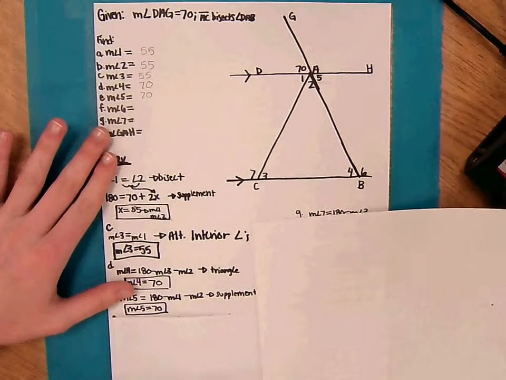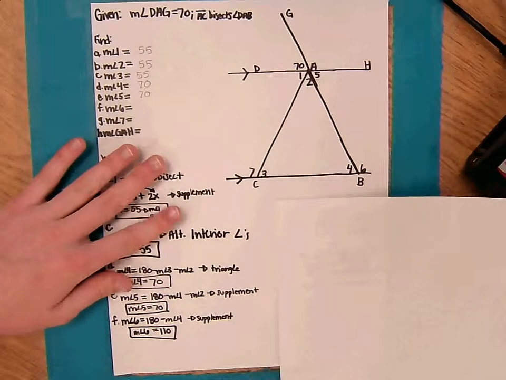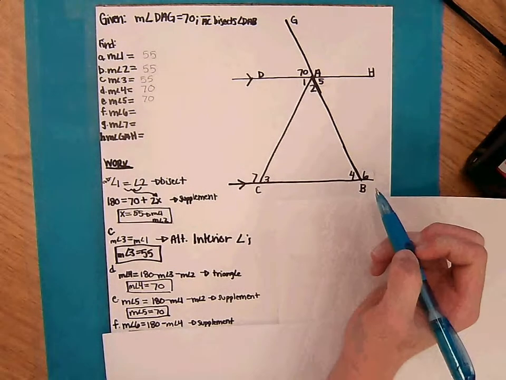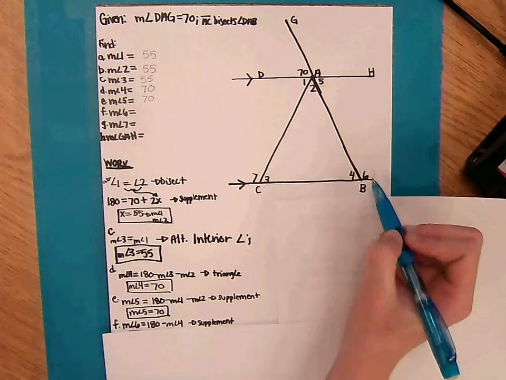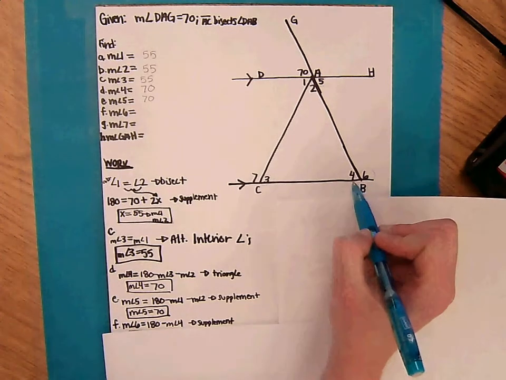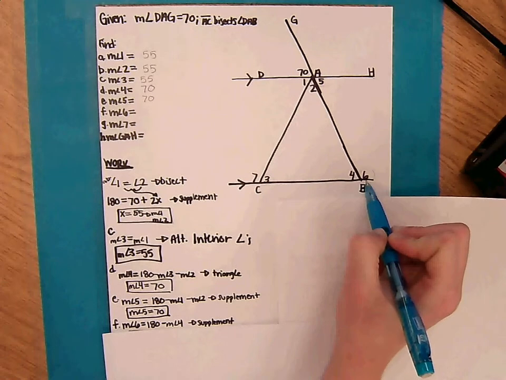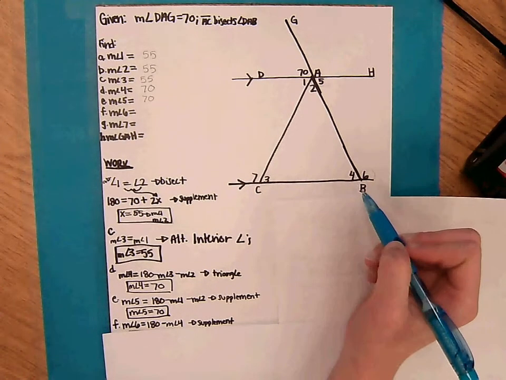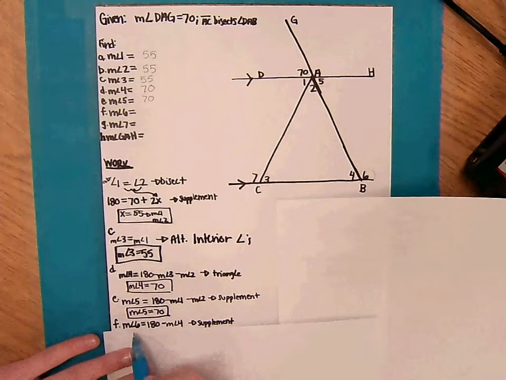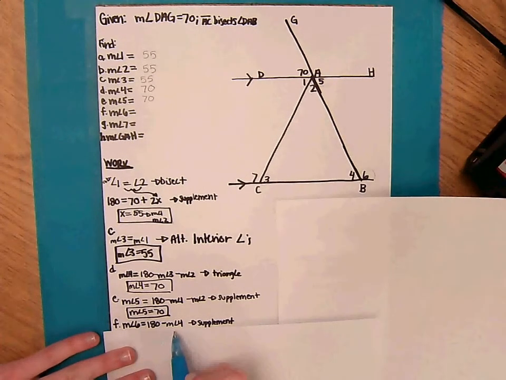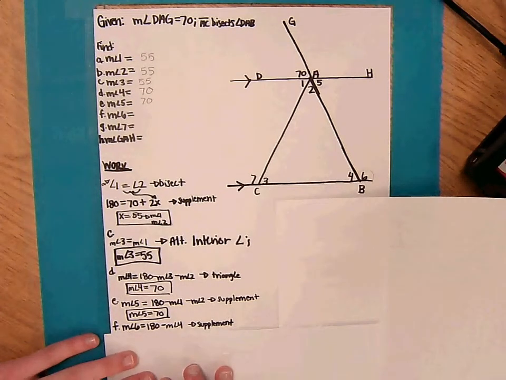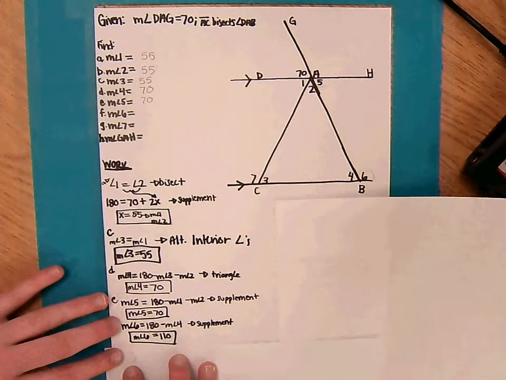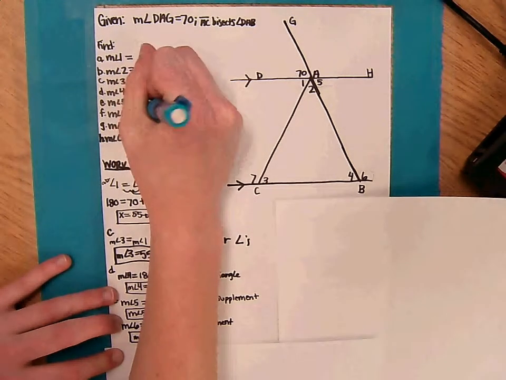So now I'm going to move on to F. Okay? So measure of angle 6 is right here. So you see the 4 and 6, measure of angle 4 and measure of angle 6? Those are on that same line, so they are supplementary. So that's how I did this next one. The measure of angle 6 is equal to 180 minus the measure of angle 4. And that's with supplementary angles. You have the measure of angle 4, so you just subtract. For measure of angle 6, I got 110. So I'll put that right there.